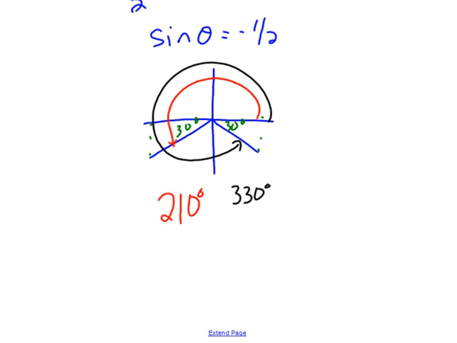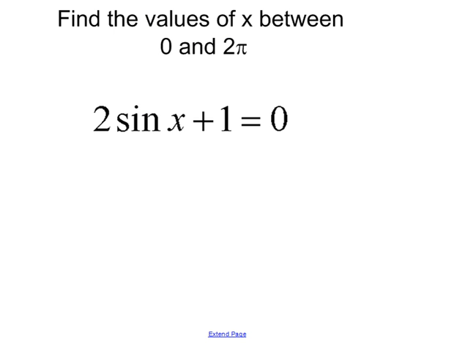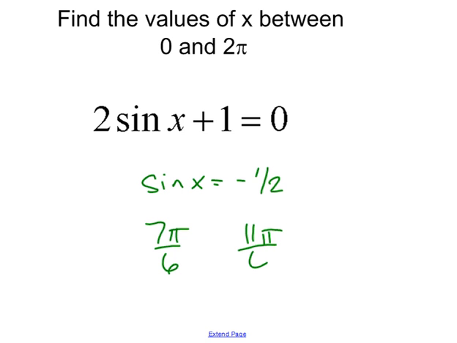Same exact question, only now we're in radians. And so you're looking for where is sine x equal to negative 1/2. And your answers for that should be, take a minute, try to get them in radians before I write the answer up. 7 pi over 6 and 11 pi over 6.